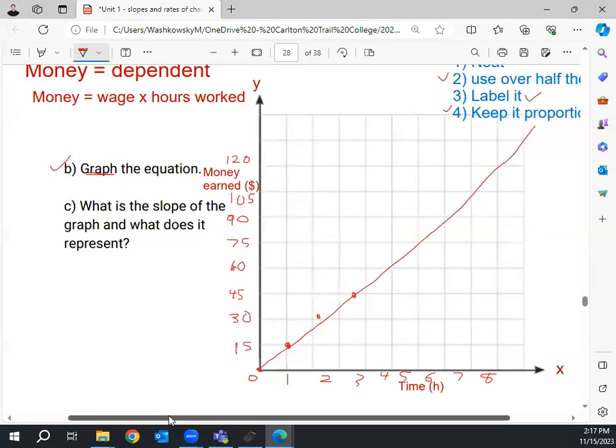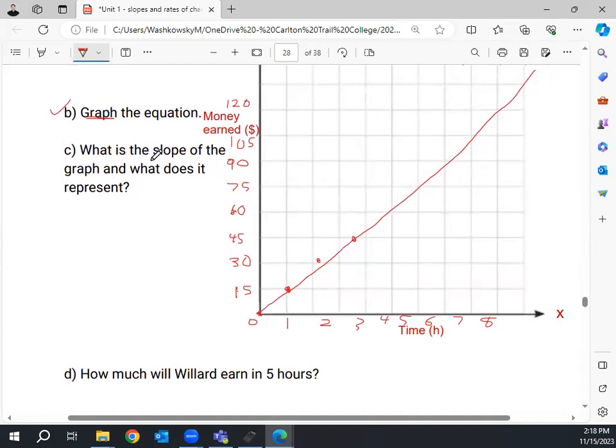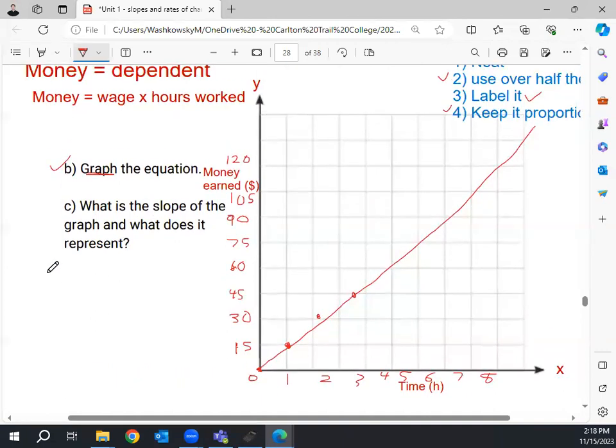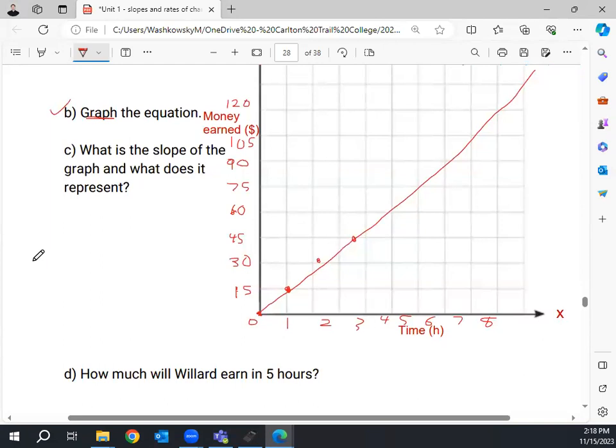Are there any questions at all about graphing, like drawing a graph? None? Awesome. So now what it wants to know is, what is the slope of the graph and what does it represent? So I'm using a graph, I'm trying to find a slope. We would end up using this m equals y2 minus y1 divided by x2 minus x1.